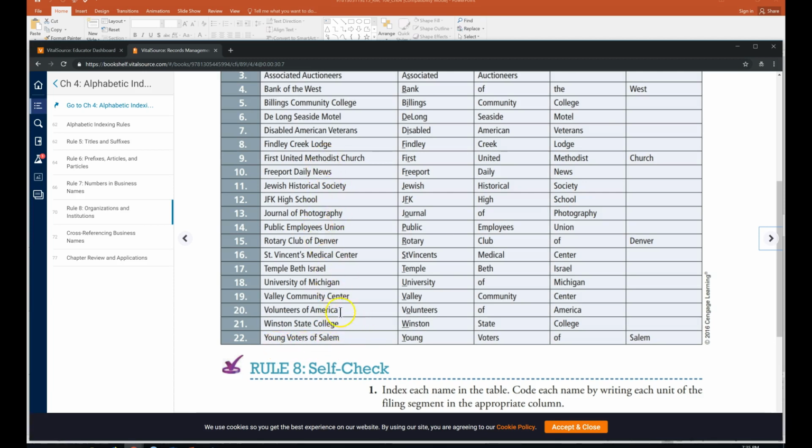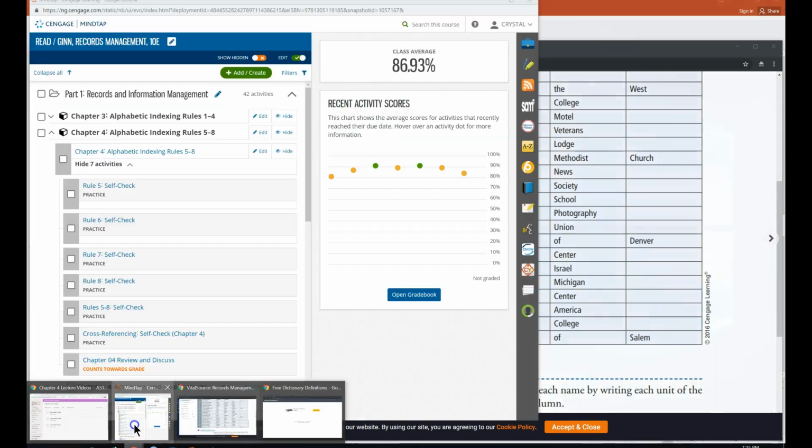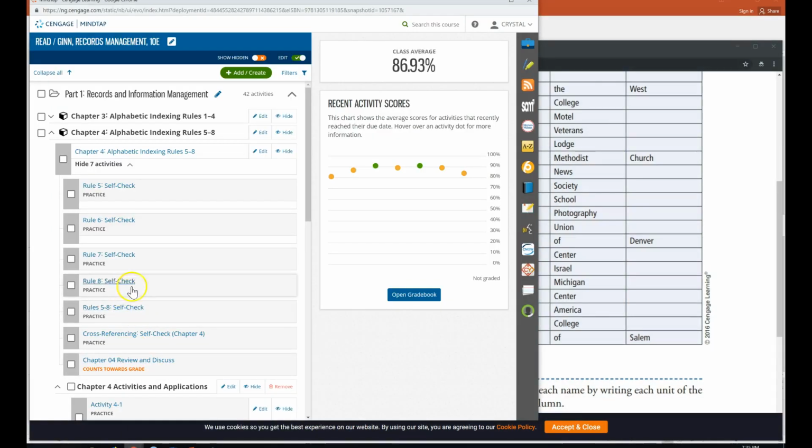These names are pretty straightforward, so unless there are other rules that you need to incorporate into that filing segment name, you're going to index them as written. All right, you now want to go to your final self-check in Mind tab for Rule 8 and check your understanding of Rule 8. After that, you're going to go to the cumulative Rules 5 through 8 self-check, which will combine segments that cover all of the rules. So you want to be sure that you thoroughly understand these, because next we're going to move to cross-referencing.